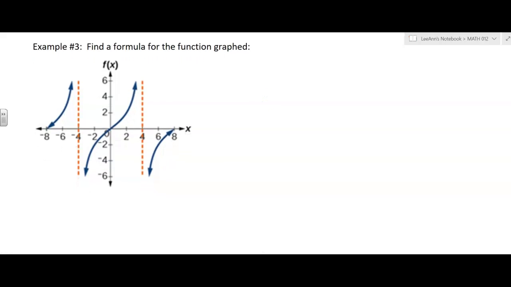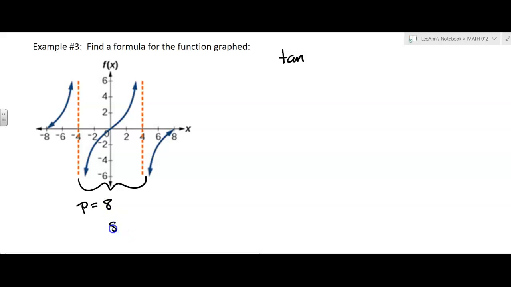Okay, so we can see our graph here. It does look like a tangent curve. So, you know, we're expecting it to be a tangent. And then what we want to notice is the period. The period there between the asymptotes is -4 to 4. That's 8. So the period here is 8.